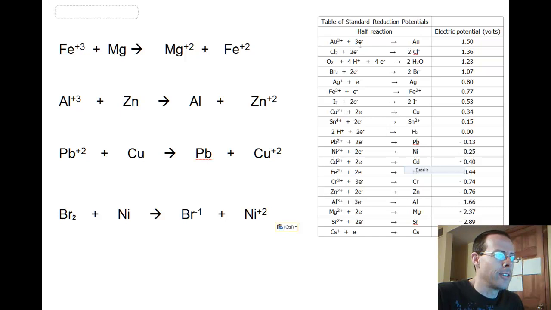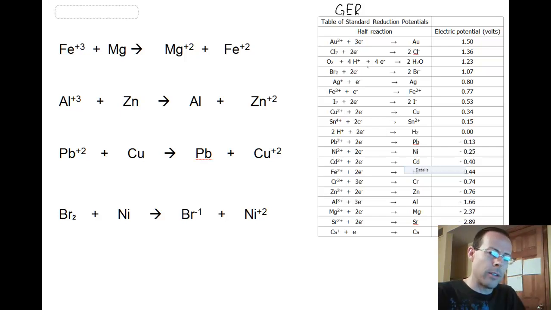Okay, and notice that all of these have electrons on the left hand side. So electrons are being added, or they're being gained. Because LEO says GER, because they're being gained, all these are listed as reductions. But we know that two things can't be reduced and they react.